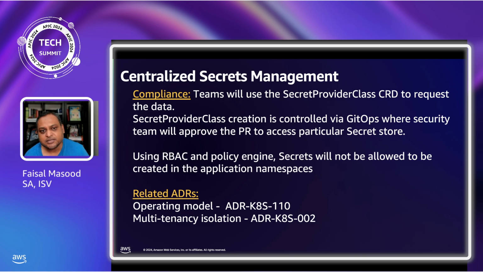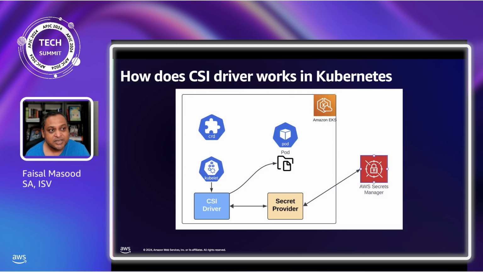The compliance is easy. We'll use a secret provider class, which is a CRD object, and then we'll apply GitOps principle. So somebody will request a secret provider class, security will approve it, and we have the full audit in our background. Let's see in a little bit more detail how this looks.